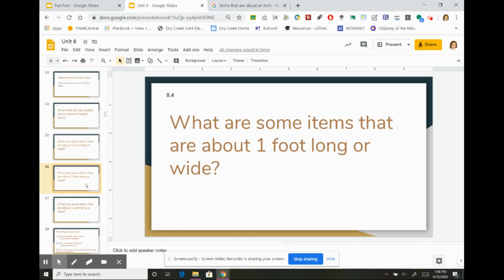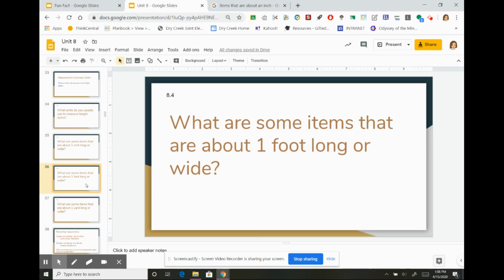All right, so what are some things in your house that are about 1 foot long or 1 foot wide? Go ahead and pause the video, and if you have a ruler, that's great because you can use that. But if you don't have a ruler, and if you have your school Chromebook, your school Chromebook is about a foot long from one side to the next. So if you have that, you can use that as a gauge. If not, I'll show you my ruler in just a second.